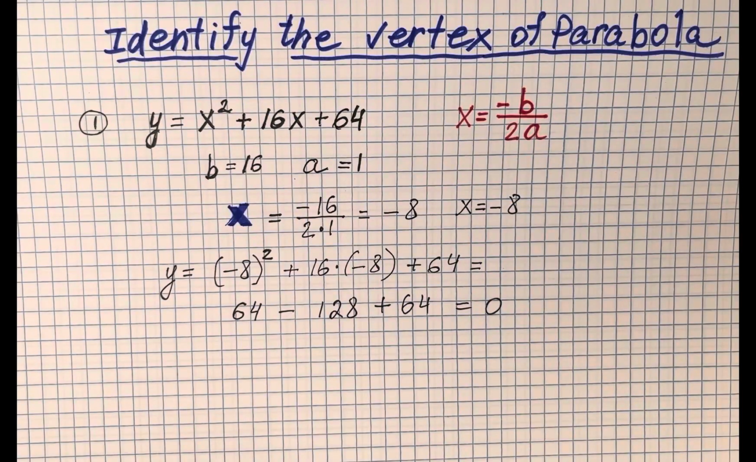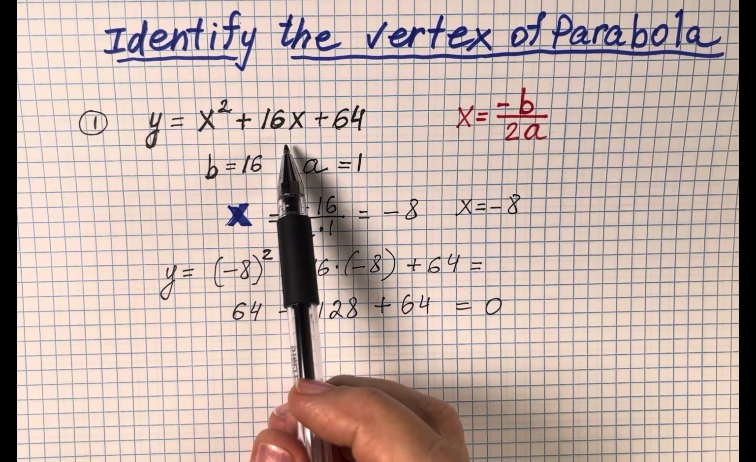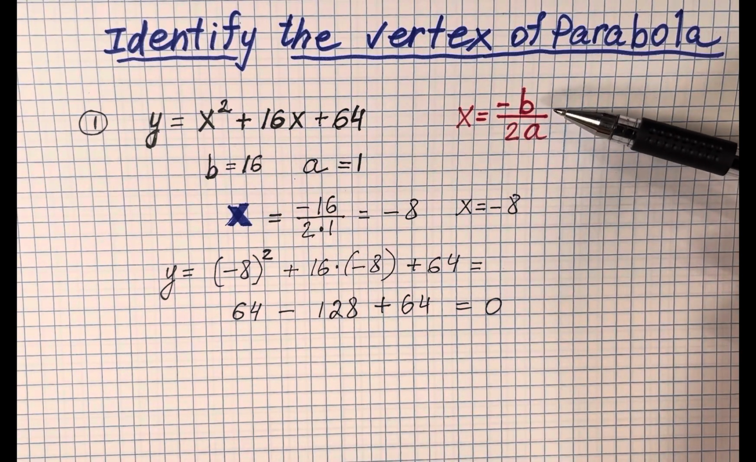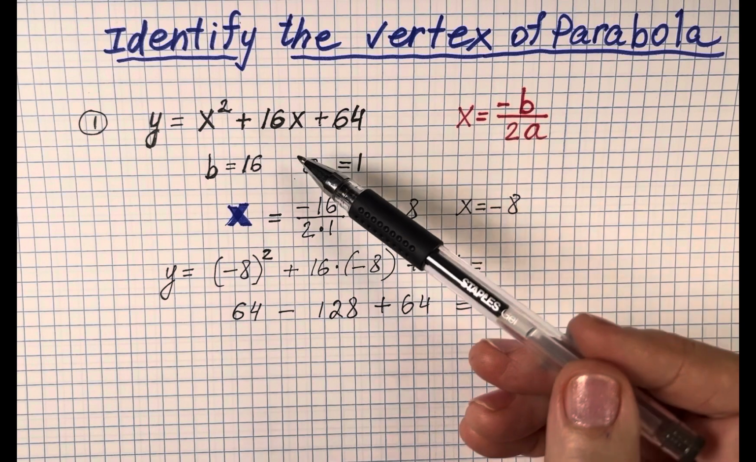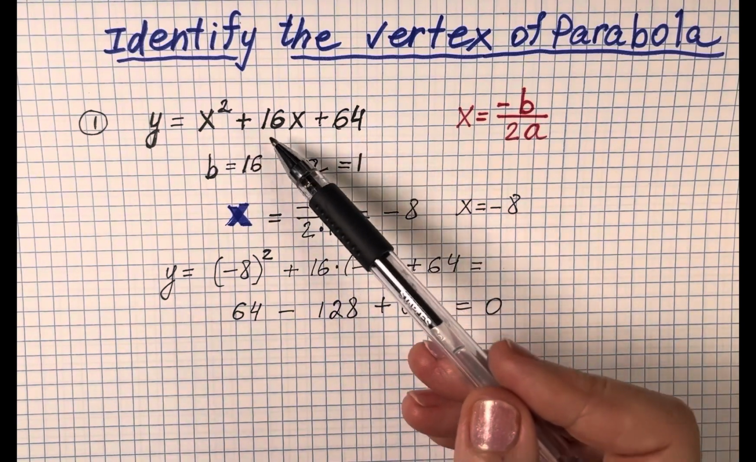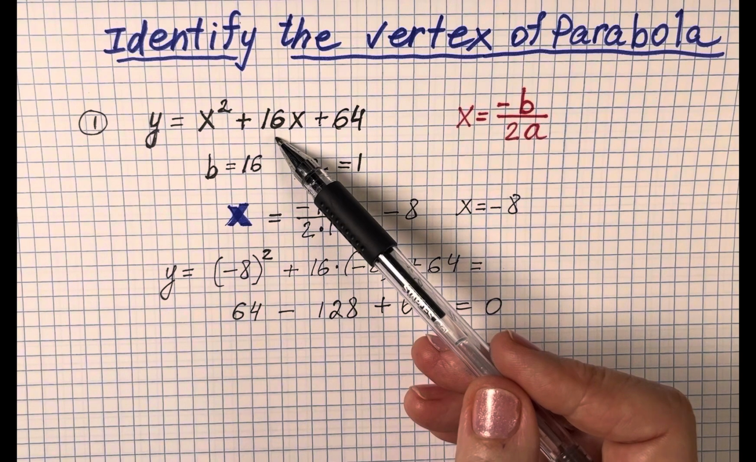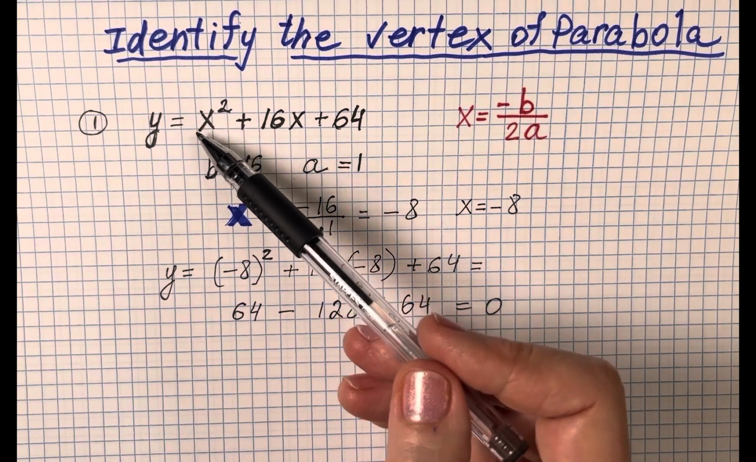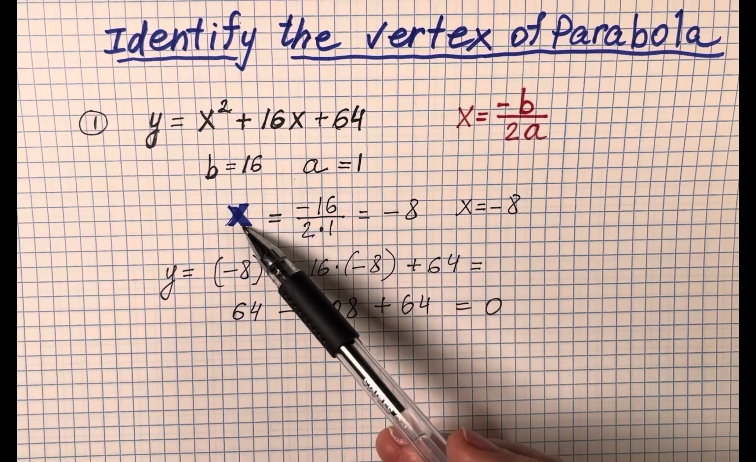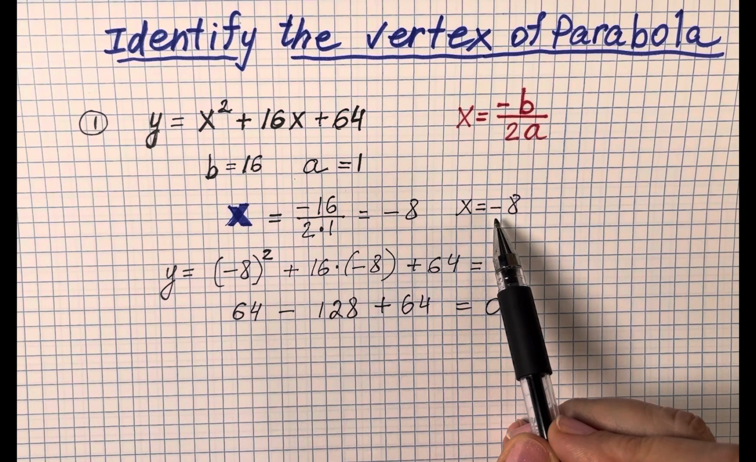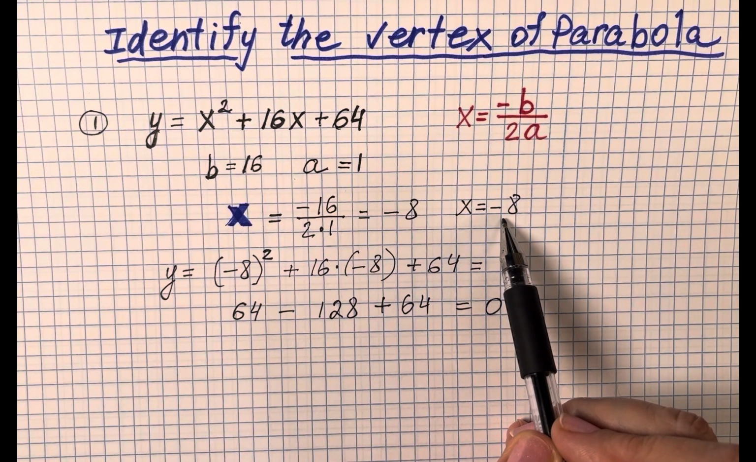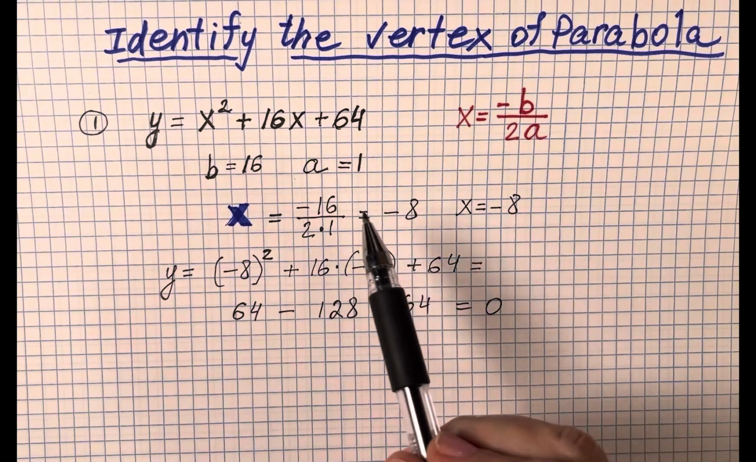Here is an example. We're going to identify the vertex of the given parabola. First of all, we remember that for the x coordinate we apply this formula, negative b over 2a. Also, we have to notice in this particular equation, coefficient b equals 16. Coefficient a, since there is nothing here, equals 1. We plug into the formula, and we find that the x coordinate equals negative 8. Now we need to find the y coordinate.